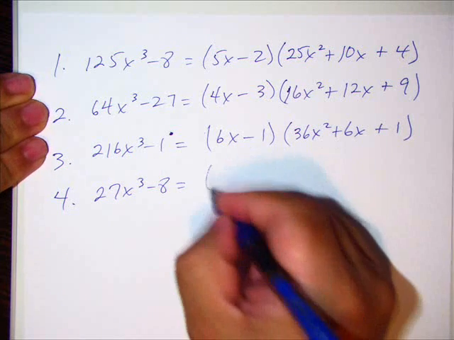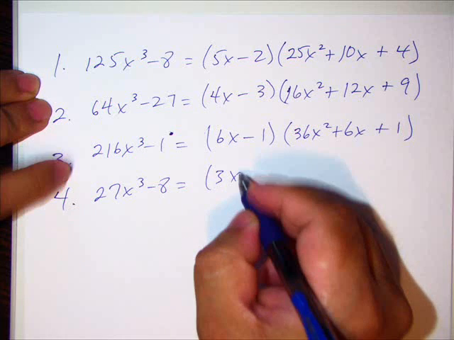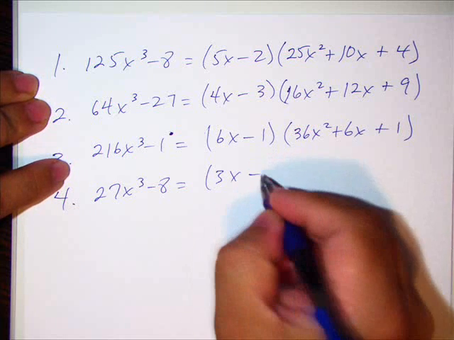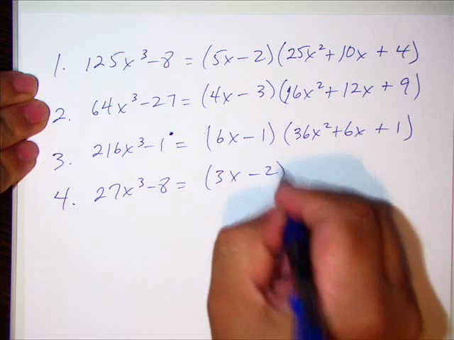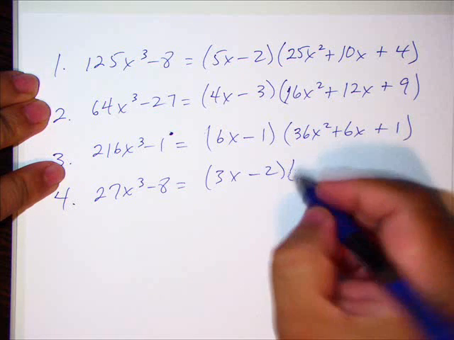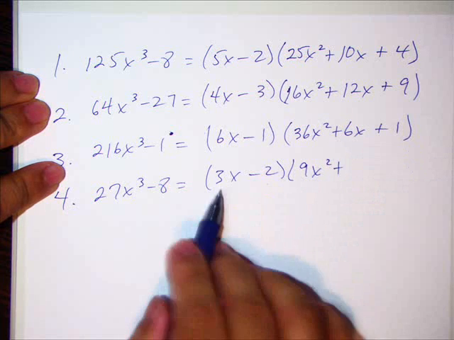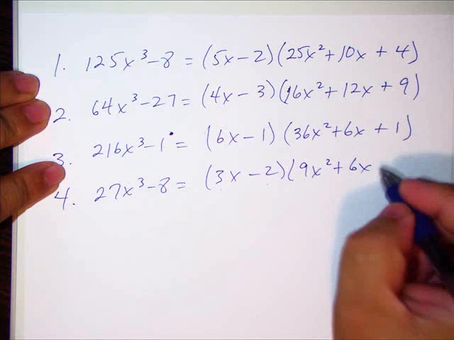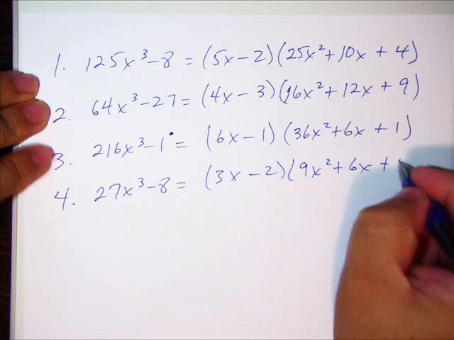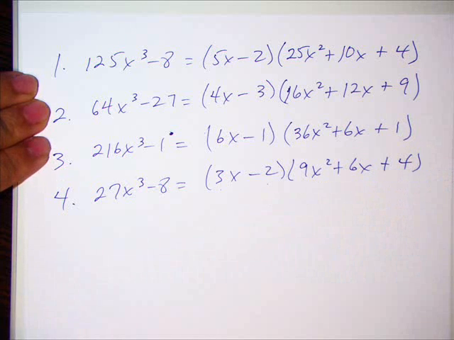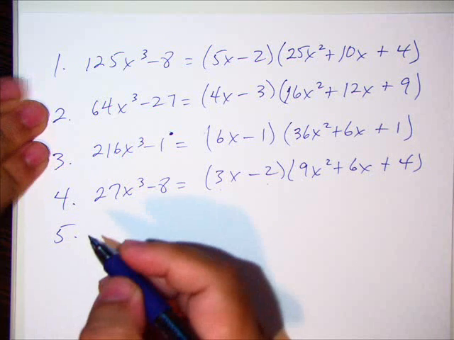What's cube root of 27? 3. Cube root of x cubed is x. Keep the sign. Cube root of 8 is 2. Square the first term. Change the sign. Multiply the 2. 6x plus square the second term. Good grief.